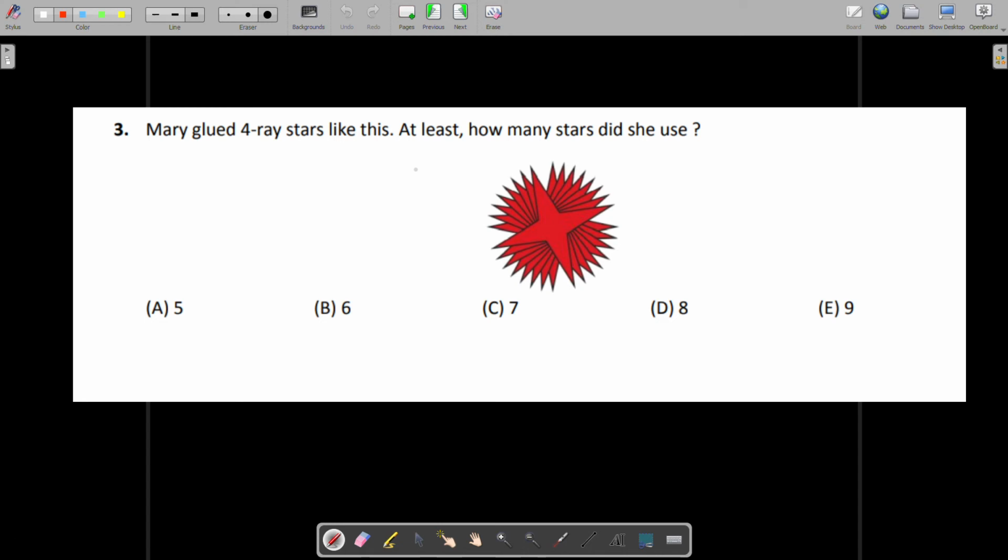Let's move on to number 3. Mary glued 4 raised stars like this. At least how many stars did she use? Now looking at this, it looks like a lot of points, meaning a lot of stars. But that's not the case here.